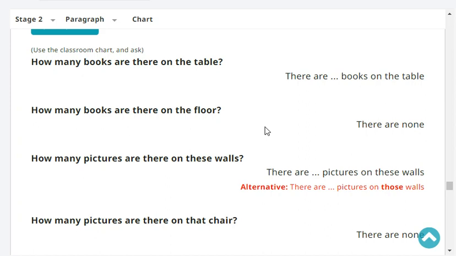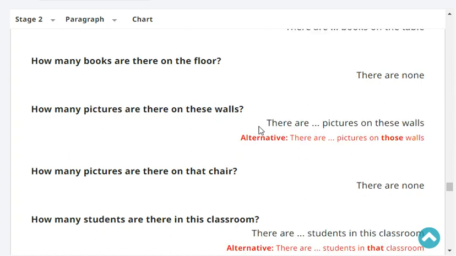How many pictures are there on these walls? There are two pictures on those walls. How many pictures are there on that chair? There are none.